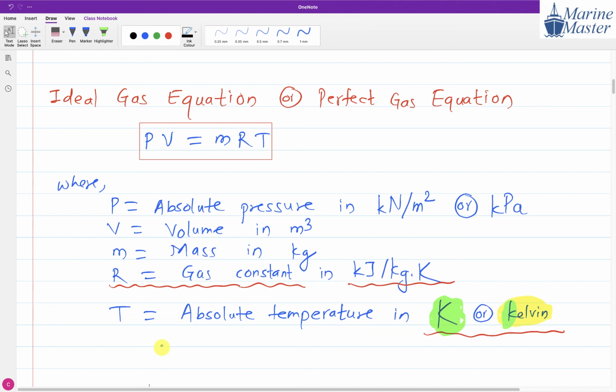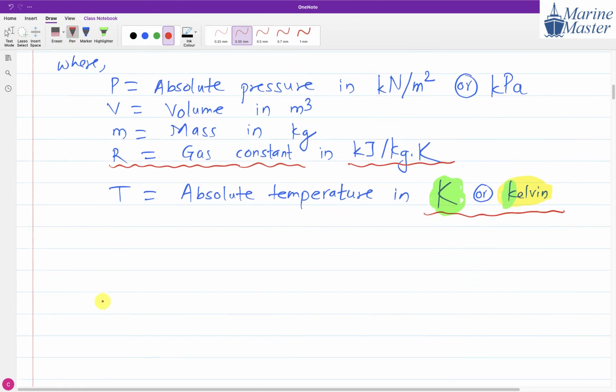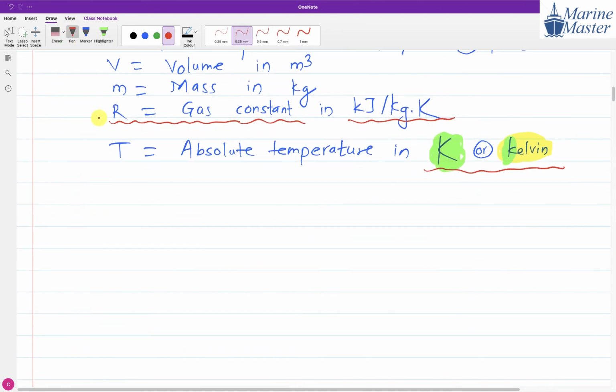Done, sir. Now the next thing is what? Ideal gas. Give the next heading. The next point that we are going to study is ideal gas or perfect gas. Give the next heading: ideal gas or perfect gas. Okay, sir.